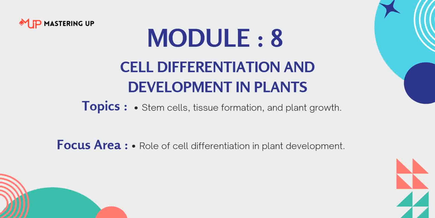So module 8 is about cell differentiation and development in plants. Here we will explore how cells differentiate into specialized types, allowing plants to form tissues and organs and so on. This process is crucial for understanding plant growth and development. For example, just like different parts of a factory are specialized for a specific task, plant cells differentiate to perform unique functions within the plant.